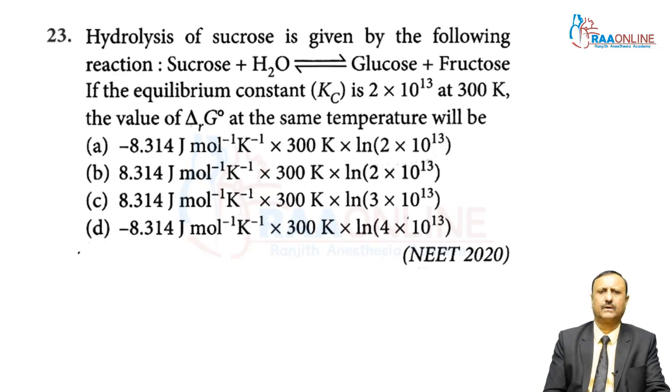Now we can see the hydrolysis of sucrose is given by the following reaction: sucrose plus water gives glucose plus fructose. Kc is this one. The formula which is used is delta G equals minus RT ln Kc. Here you can put the values: minus R, 8.314, temperature is 300, and ln Kc. My dear students, Kc is given, that is 2 into 10 to the power 13. So your answer for delta G is A. Question number 23, you get answer A.